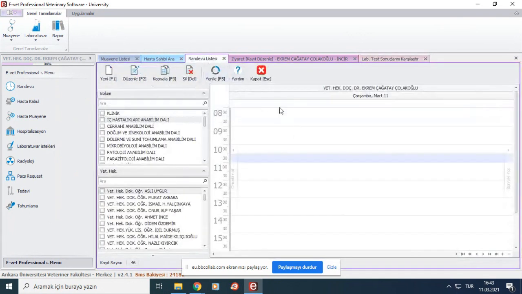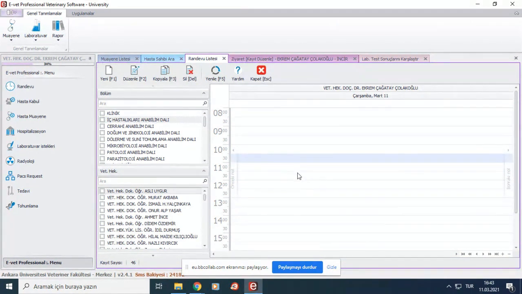And we also have an appointment system. If you choose the appointment in this section, you see the doctors belonging to that department. So you can write the patients in different sites and different time positions here. You can record the appointments here.